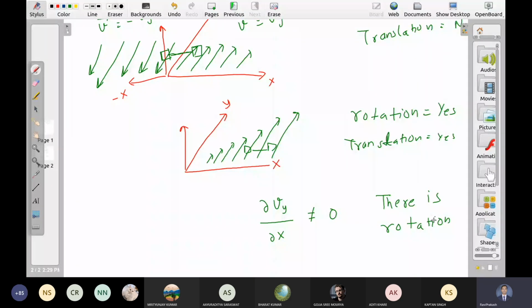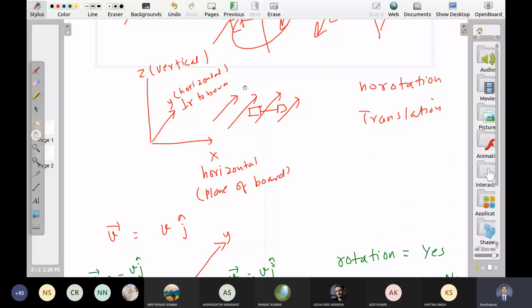See, when del Vy by del x is 0, it means what? Vy is equal to constant. This is the first case. The y component of air was constant all the time, and that is why there was no rotation.